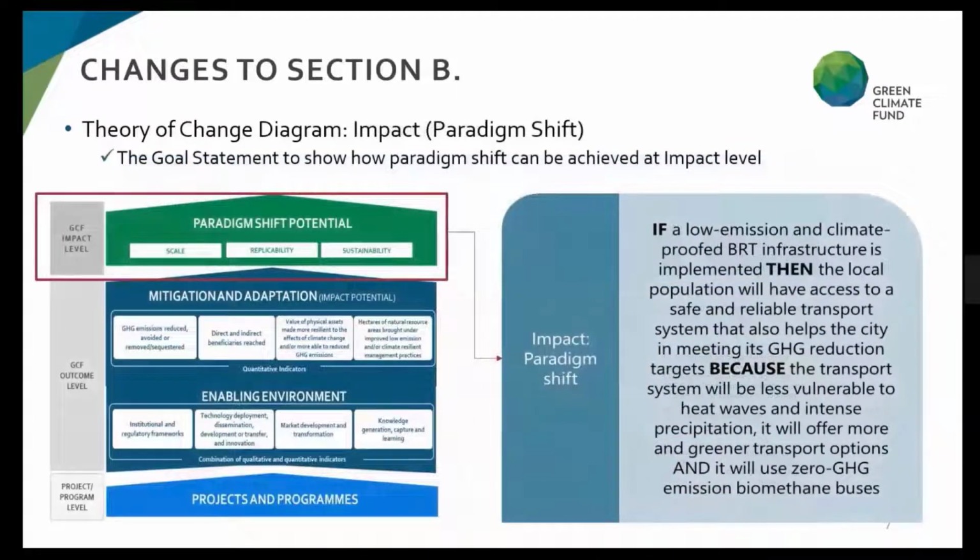Now that we have the paradigm shift for GCF impact level, as you can see on the left-hand side, the goal statement in the TOC should contain a context-specific paradigm shift element. If I make it very simple, the "if" statement should describe project outputs, the "because" statement should describe project outcomes, and then the "then" statement should embrace the context-specific paradigm shift potential. If you look at the case study, the "because" statement describes project adaptation and mitigation outcomes, while the "then" statement describes how the project will contribute to the city's GHG reduction target at a high level, which is understood as the city-specific paradigm shift.